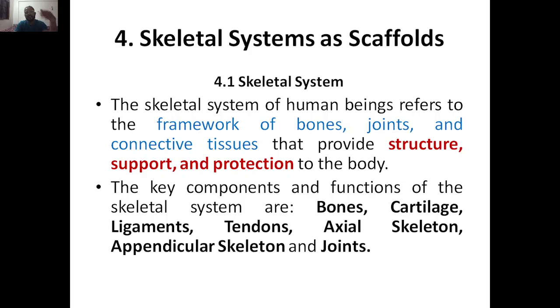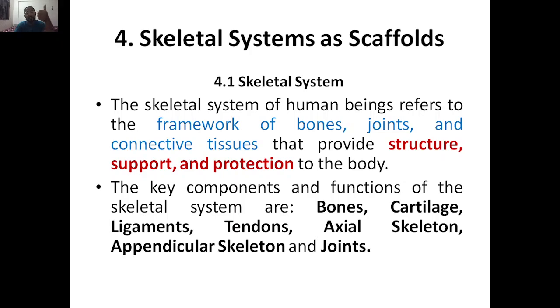So that is the introduction to the skeletal system in this topic. Now, the skeletal system of the human beings refers to the framework of the bones, joints and connective tissues that provide structure, support and protection to the body. Now, what are the key components of the skeletal system?